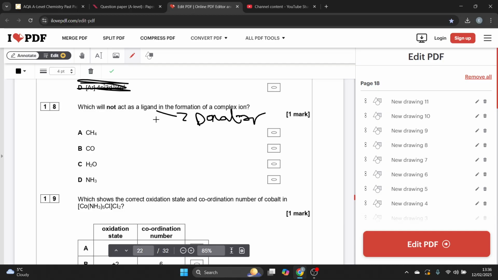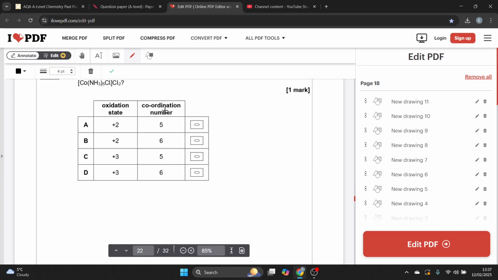So okay, which one does not have a lone pair of electrons? Gotta think deeply for these kinds of questions. NH3 will, NH3 has a lone pair of electrons. H2O, definitely two lone pairs of electrons. Carbon monoxide will have a lone pair of electrons. CH4 definitely won't, because carbon can only form 4 bonds.